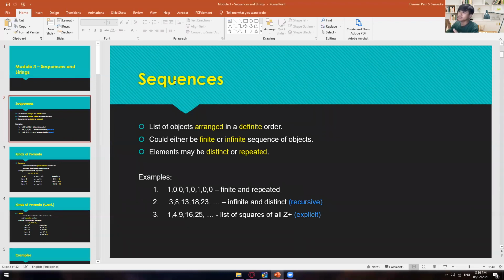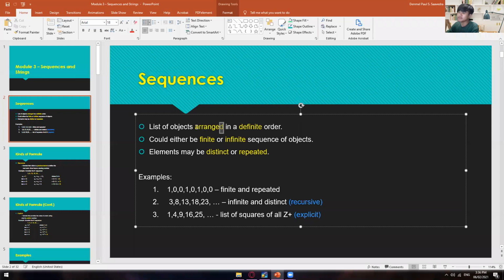But before that, I'd like you to know the meaning of sequences. The only difference between sequences and sets is that the list of objects is arranged in a definite order. That's it, and everything is quite the same already. In sequences, arrangement is important, but in sets, it doesn't matter. Like sets, sequences could be finite or infinite sequences of objects, and elements may be distinct or repeated. In sets, you can also repeat some elements, and you can also have distinct elements. So, quite the same. Here we have examples of a sequence.